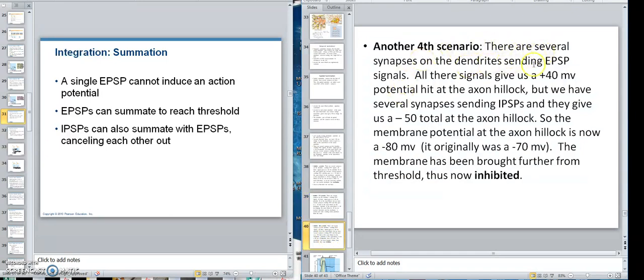The fourth, several sending, all give us a plus 40, but our IPSPs measure a negative 50. So see now we're at negative 80, we're further from threshold, so we're inhibited. I want you to read on this, but this gives you kind of an idea how that integration occurs.